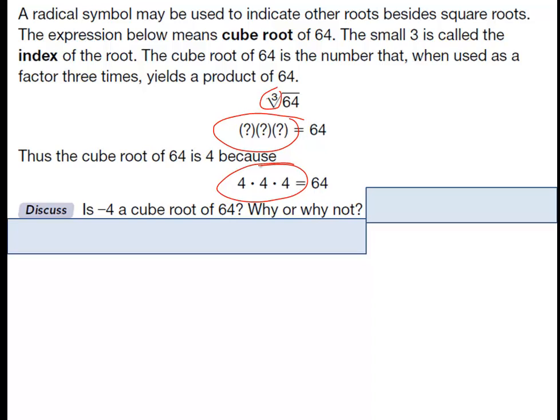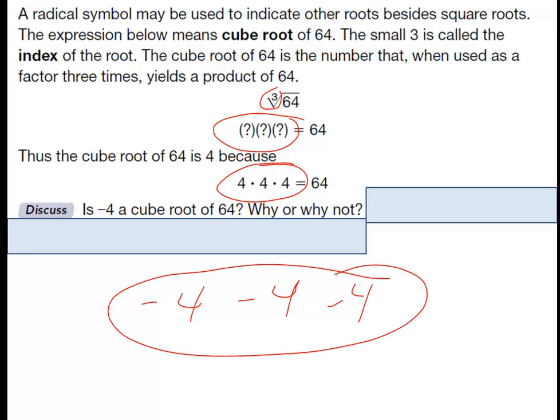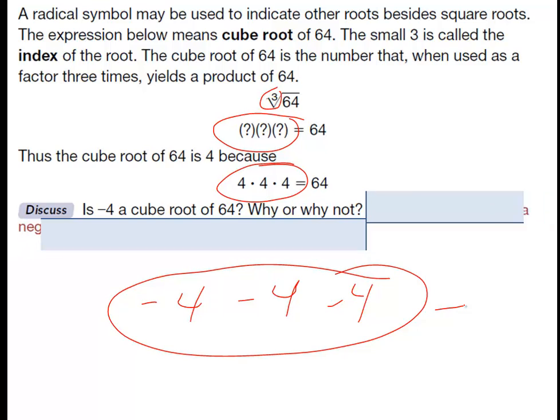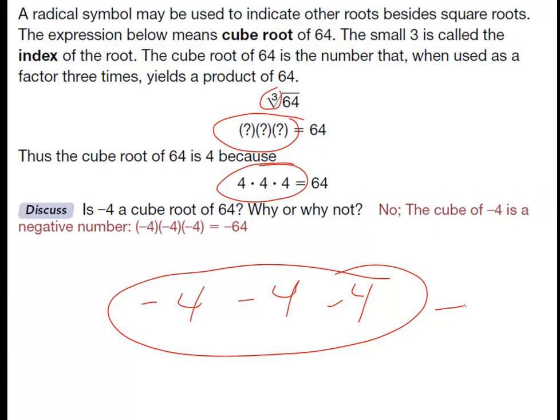Now, can we also use negative 4? And if we can't, why not? Well, we can't because negative 4 times negative 4 times negative 4, if we have an odd number of negative signs, we know our answer is going to be negative. And we can only use a positive for a principal root. So, no, the cube of negative 4 is a negative number. It's negative 64. So it doesn't work for positive 64.